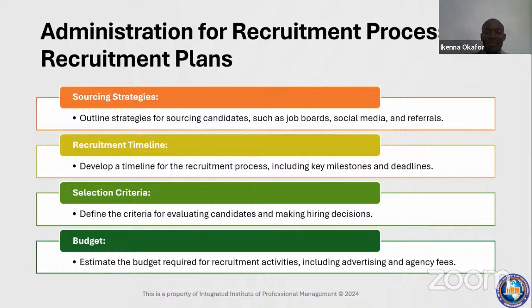Selection criteria. Selection criteria and the hiring process should be based on the job description and the recruitment requirements set out. By the time you put this into place, you find that you already have your outline parameters for making your decision. Then budget. Estimate your recruitment budget, which is the cost of advertising, recruitment costs, and any other costs that may arise.